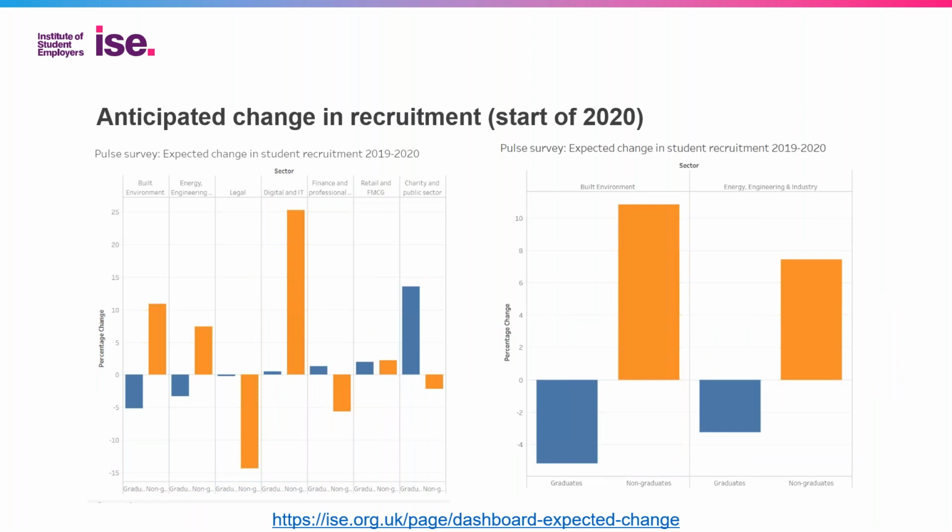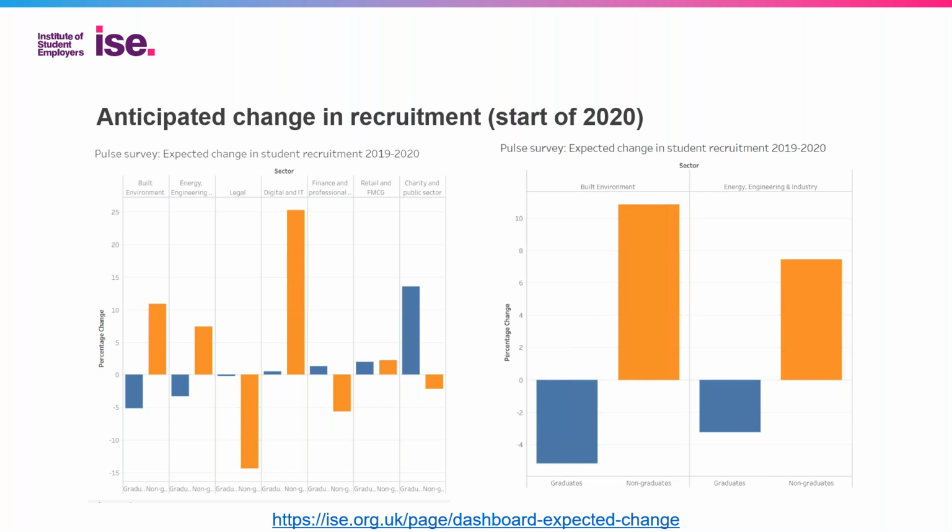So in terms of how was the overall pattern of recruitment? Well, I've broken it down by different sectors and particularly by the built environment and the engineering, energy and industry sectors. And this relates to a dashboard that we offer which allows you to interact with this data a little bit. But what we can see here is that in general, the two sectors that we're focused on were increasing the number of non-graduates, but they were decreasing the number of graduates.